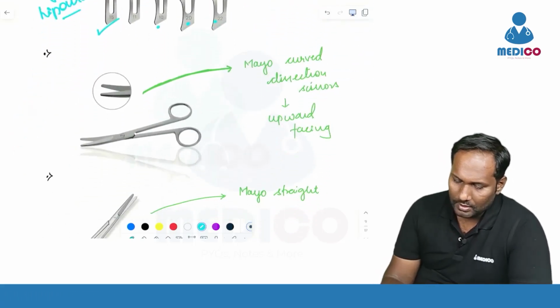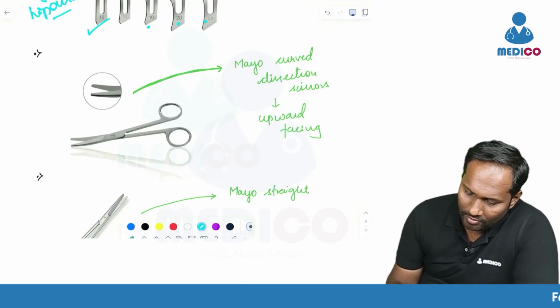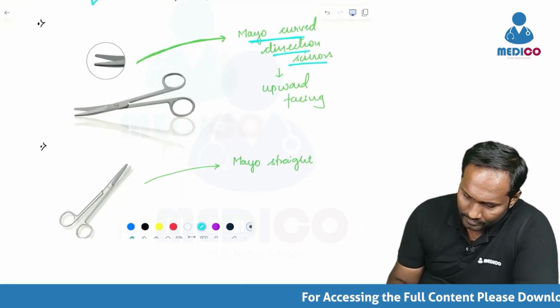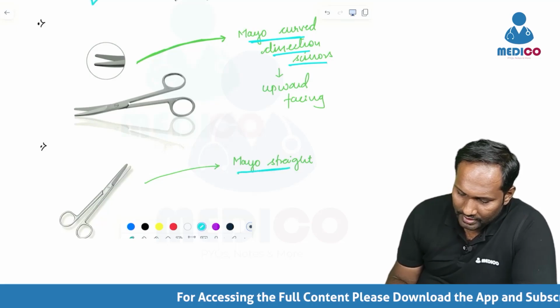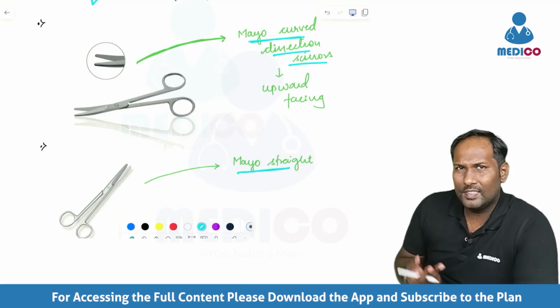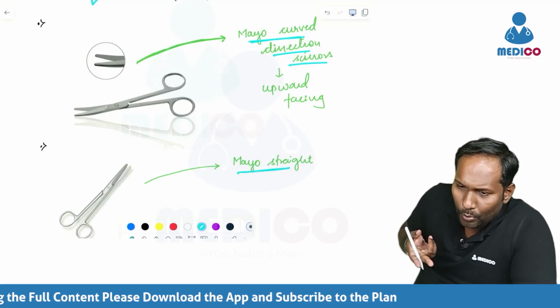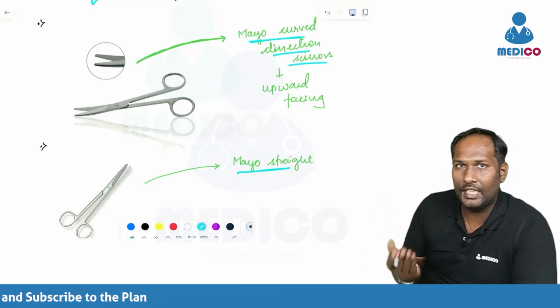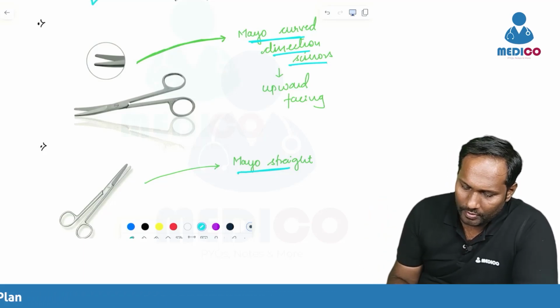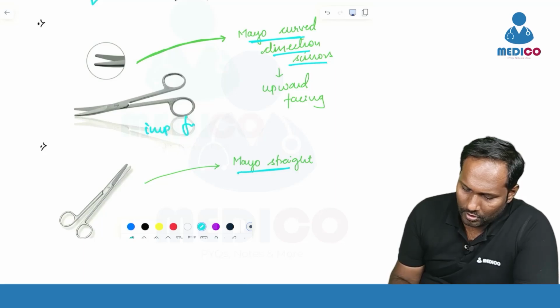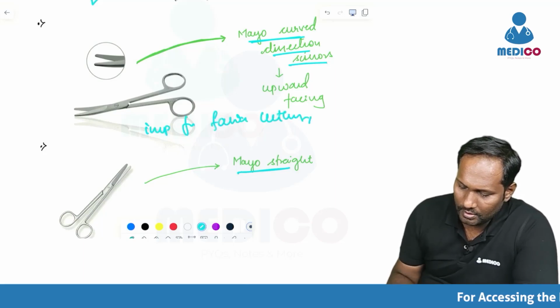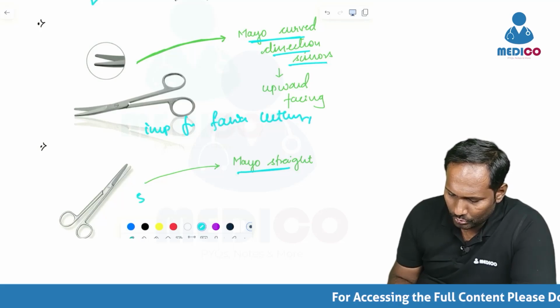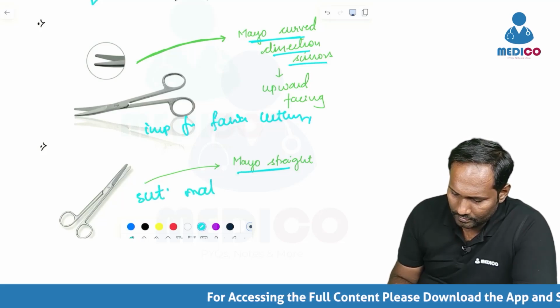Then coming to the scissors, you will have a Mayo curved dissecting scissors. Mayo, you will also have a straight scissors. The reason for dissecting scissors is that you don't poke down. You lift something up and cut so that whatever is beneath is safe. Very important for fascia cutting. The straight one is important for suture material cutting.